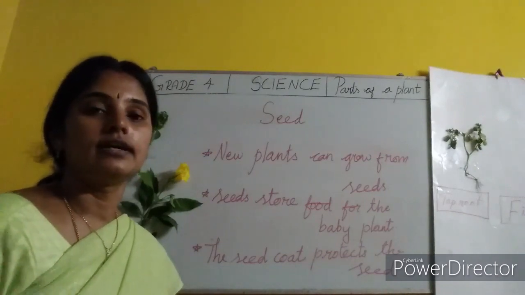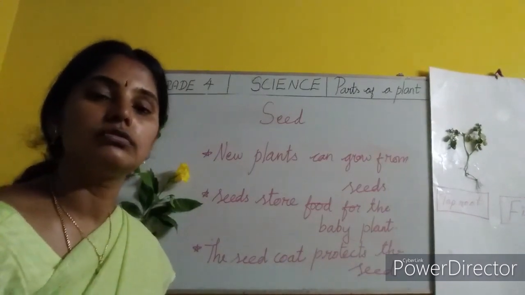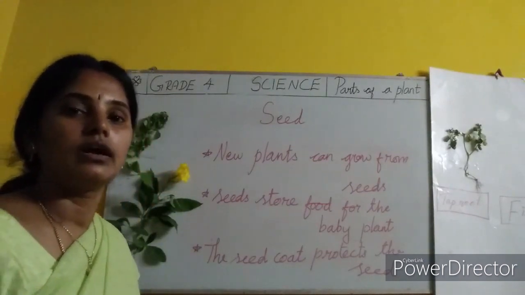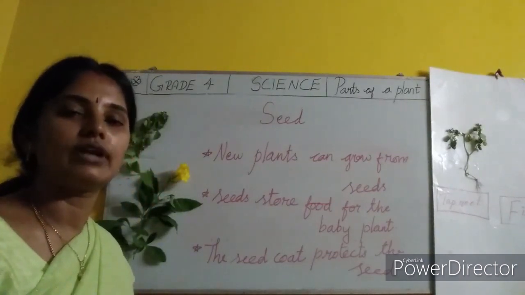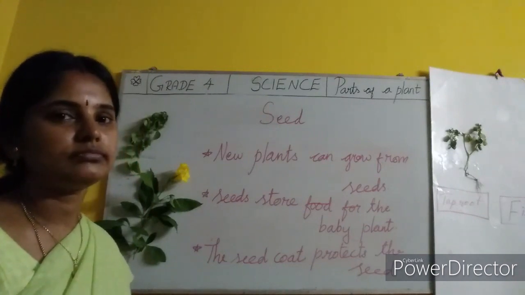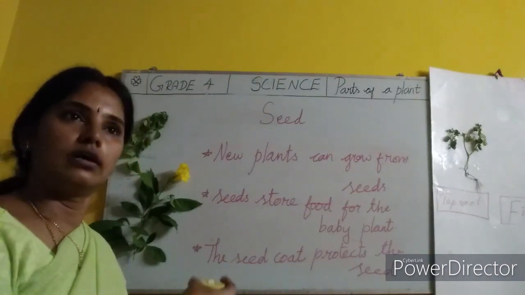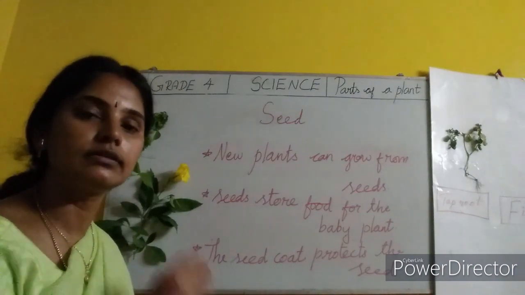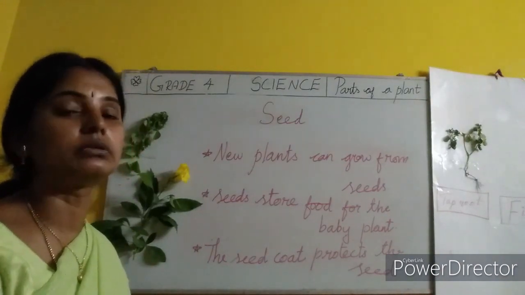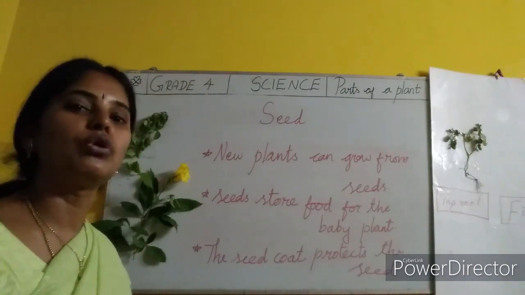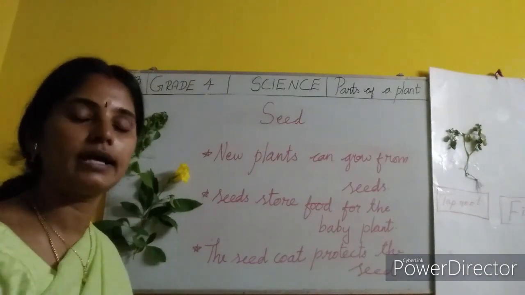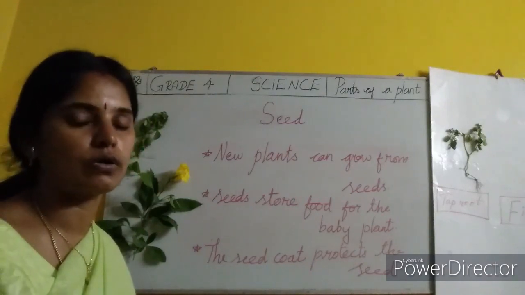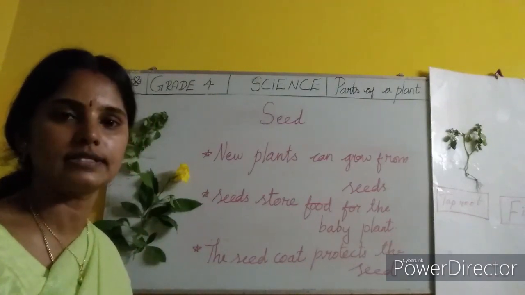Okay, children. I have given a worksheet along with this video. In that worksheet I have given an activity also, that is to know the function of the root. With root, how will the plant be, and without root, how will it be? To know the function of the root, I have given one small activity. Try to do the activity at home with the help of your parents.